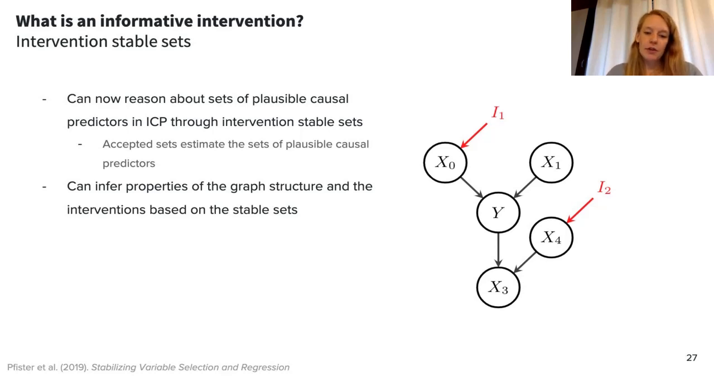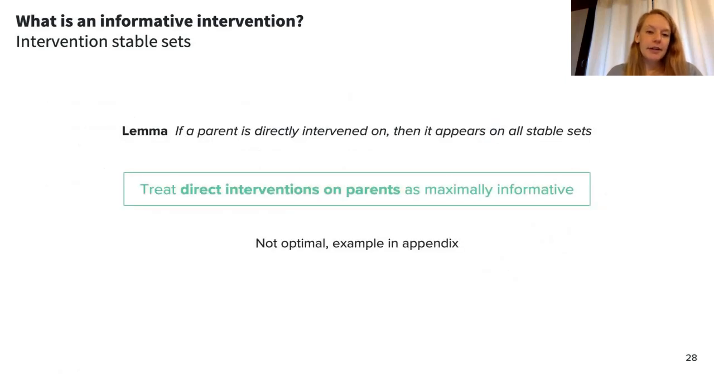The first small result we have is that if a parent is directly intervened on, then it appears in all stable sets. This is why we treat direct interventions on parents as maximally informative, because in the absence of estimation errors, if we intervene on a parent, it is sufficient for it to appear in the corresponding estimate. However, it's not always optimal: for particular graphs, it may be better to intervene on ancestors further up in the graph, and intervening on those will yield more than one parent in the estimate. But given that we don't know the graph structure, it's unclear how to detect these settings from, say, the accepted sets in ICP. Hence, the option we see for now is to treat direct interventions on parents as maximally informative.